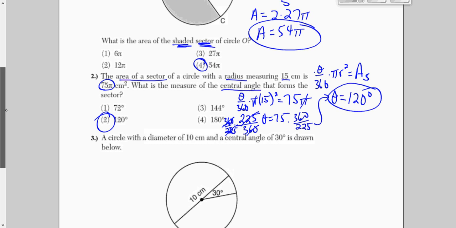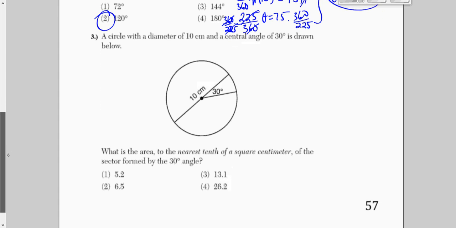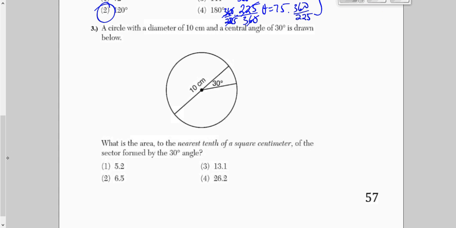On to number 3. Pause the video, read that over, see what you can do. So this one's a little bit more straightforward than the last one. They gave us a diameter there of 10 centimeters, angle of the sector is 30 degrees, and I believe that is the sector they want us to find the area of, okay? But what we do need to find is the radius for our formula. They gave us diameter, so hopefully you know the radius is 5. So we can just plug it in directly.